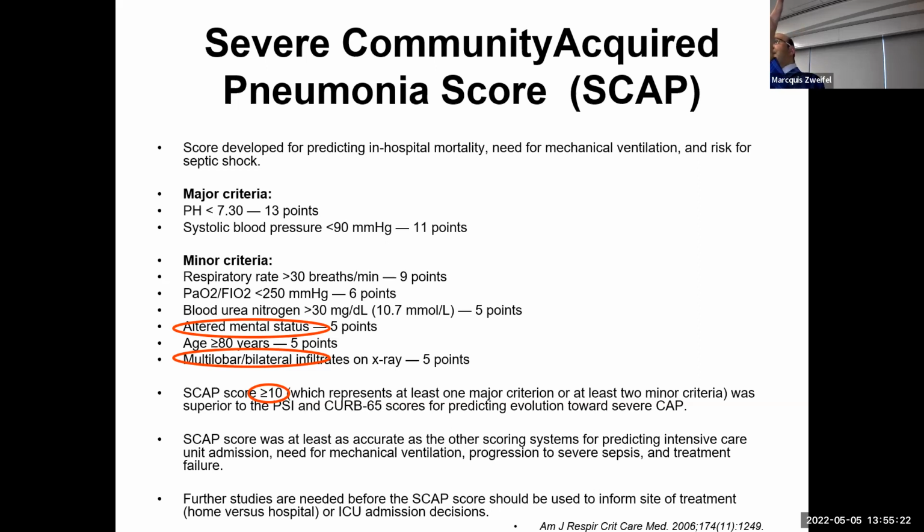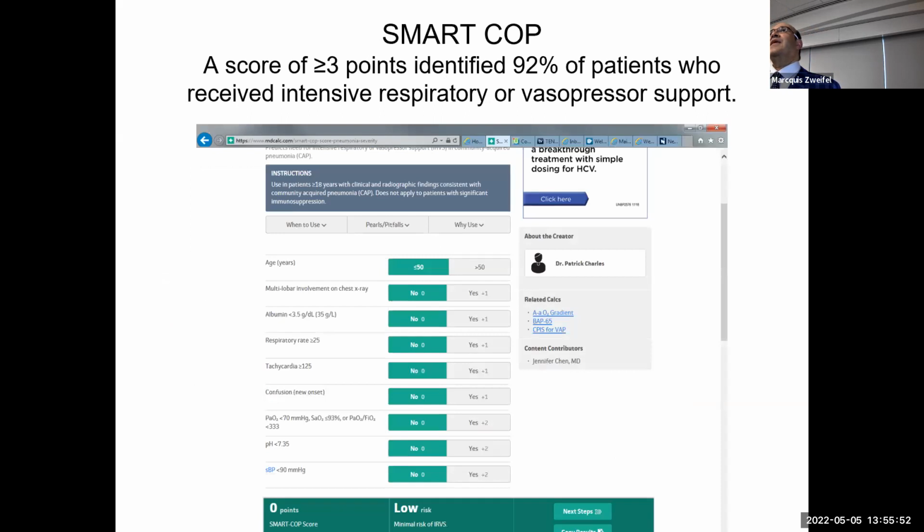So they added few things to the CURB-65, like altered mental status and multi-lobar pneumonia and the oxygenation less than 250 PF ratio, in addition to the CURB-65 in the minor criteria. And they changed the age to 80. So if you have 10 points, every minor criteria is between 5 and 10. So if you have 2 minor criteria, you will qualify for 10. If you have any of the major criteria, any one of them is more than 10. So 10 points is what tells you it is severe pneumonia.